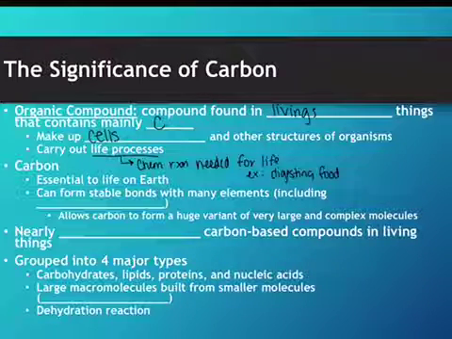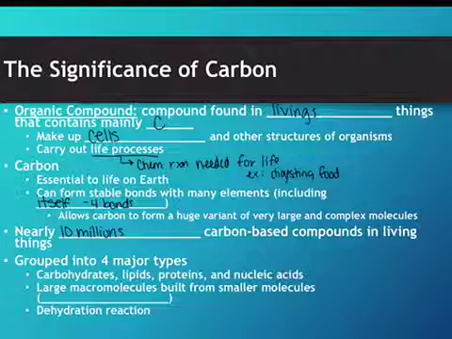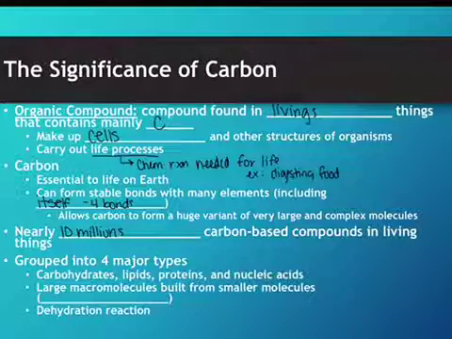Carbon is essential to all life on Earth, and a couple reasons why is that it can form stable bonds with many elements. And the unique thing is that it includes itself. It can form up to 4 bonds with itself. This allows carbon to form a very big variety of very large and complex molecules. There are nearly 10 million carbon-based compounds in living things, and these 10 million compounds get grouped into just 4 major types. We have the carbohydrates, lipids, proteins, and nucleic acids.